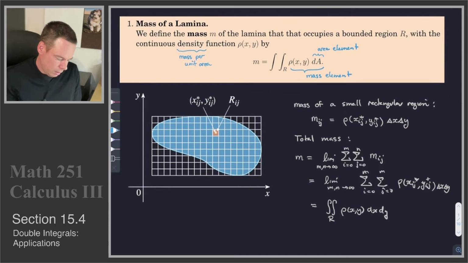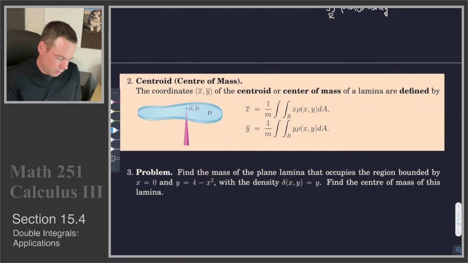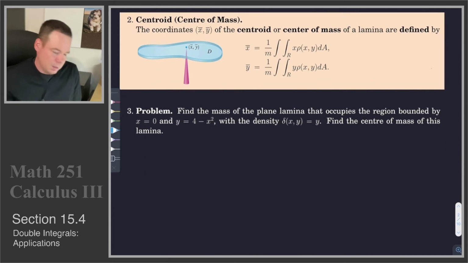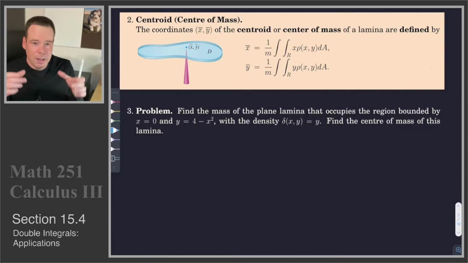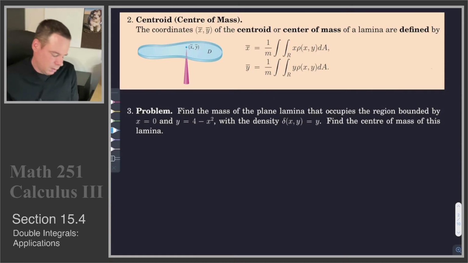Now what can we do with that? Well, that can get us to our next concept, which is the center of mass. So now we've got this lamina, or this plate, and we can ask, where's the balancing point? Where can I put something right underneath it, under a single point, and have it balance perfectly? And that's what this picture is showing. There's this x bar, y bar point, the coordinates of the point where we can perfectly balance this lamina.